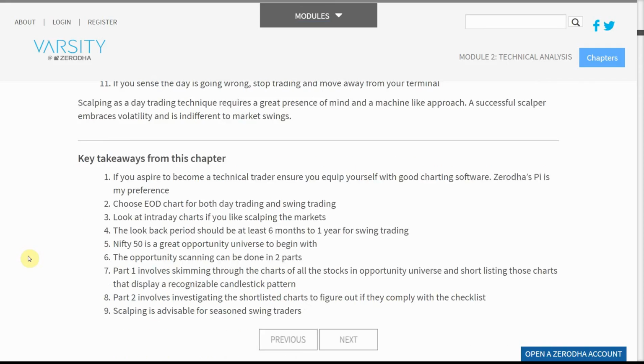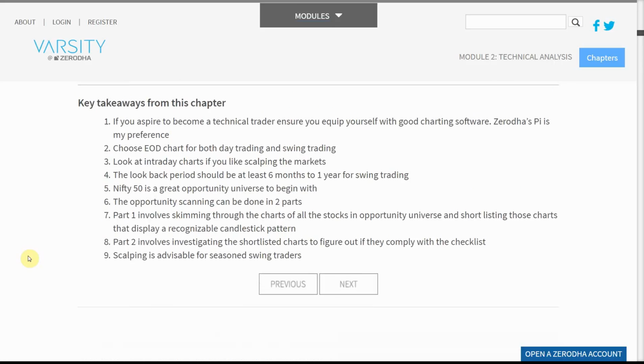Key takeaways from this chapter. If you aspire to become a technical trader, ensure you equip yourself with good charting software. Zerodha's Pi is my preference. Choose EOD charts for both day trading and swing trading. Look at intraday charts if you like scalping the markets. The look-back period should be at least 6 months to 1 year for swing trading. Nifty 50 is a great opportunity universe to begin with.